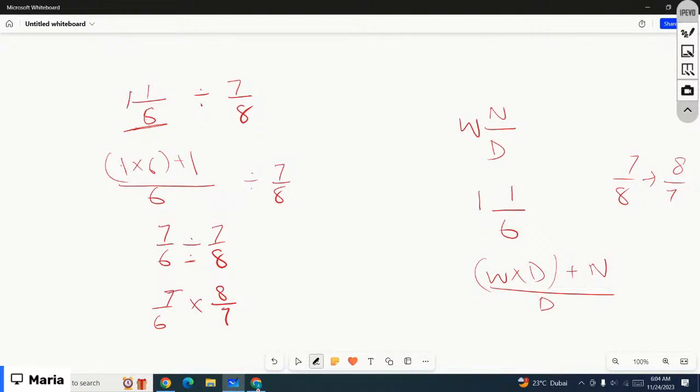Got it? 7 times 1 is 7. You are left with 8 over 6. They also have a common factor 2. Just divide. So 2 times 3 is 6 and 2 times 4 is 8. So the answer is 4 over 3.